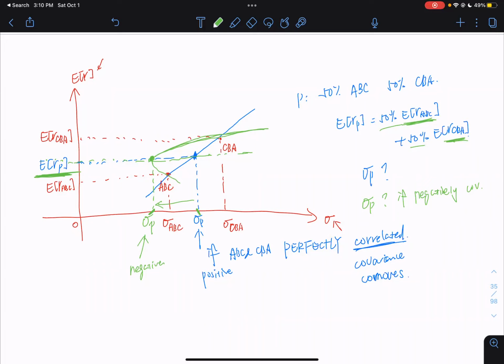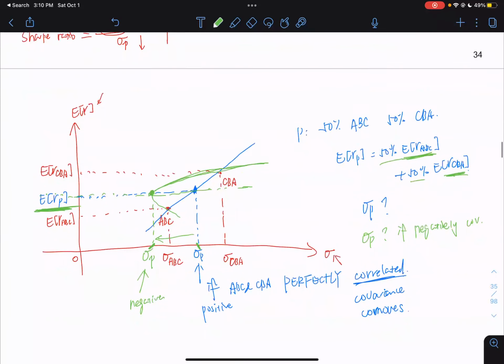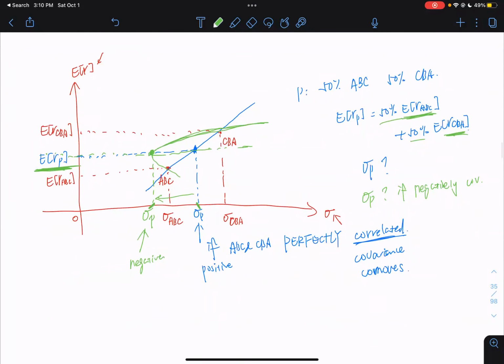So of course, it also increases your Sharpe ratio, because for the same amount of reward, your risk level decreased a lot. And this is due to the negative covariance. Especially in choice D, it decreased the portfolio standard deviation compared to individual stocks because, again, there is some math underlying going on, but the result is that this sigma P might be lower than any of the sigma ABC and sigma CBA.